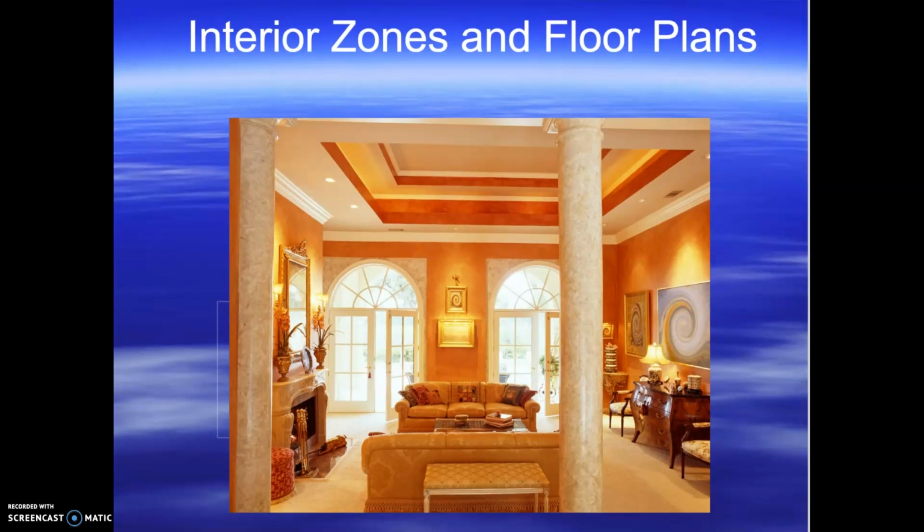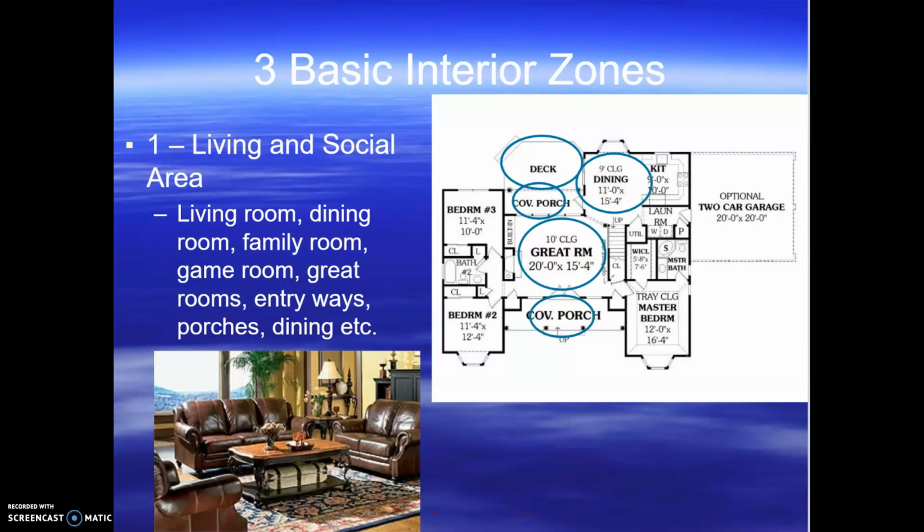So first thing that we'll discuss here is your three basic interior zones. Your first interior zone is living and social areas. So these would be places where your family and friends gather, where you may have parties, or if you do like to entertain. These are your basic areas. So your living room, dining room, family room, could even be decks or porches where you have people gather in the summer. But these are really a place to gather in large groups.